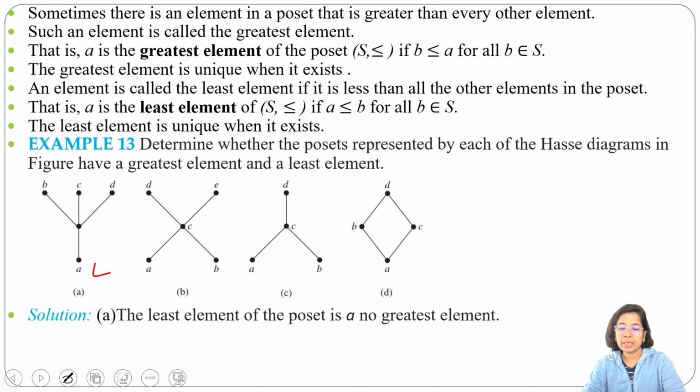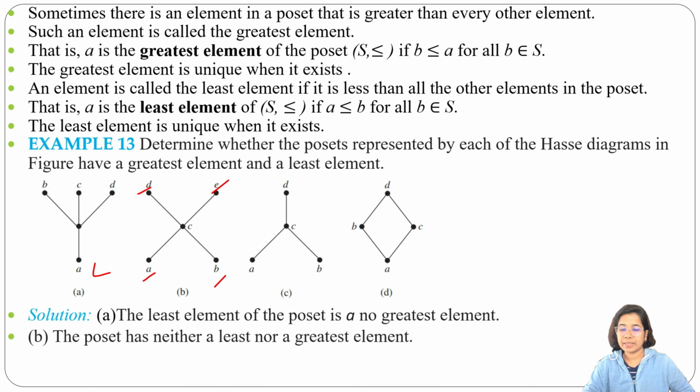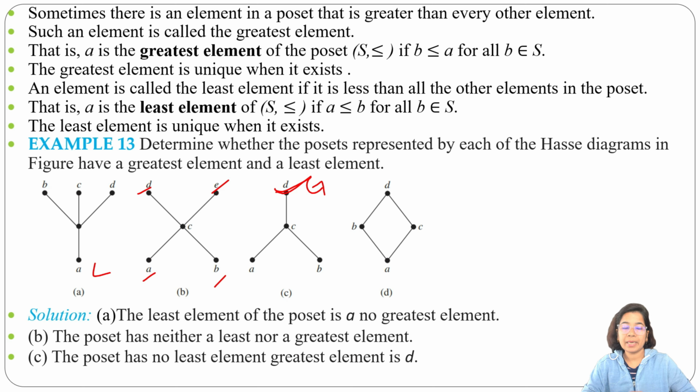Now in figure B, there is no greatest and no least element. D and E can be maximal, A and B can be minimal, but there is neither a greatest nor a least element. Then in figure C, A and B can be minimal but there is no least element. Here D is the greatest element. Also you can say D is the maximal element, but there is no least element. So in figure C, there is no least element. The greatest element is D. The maximal element is D, minimal are A and B.